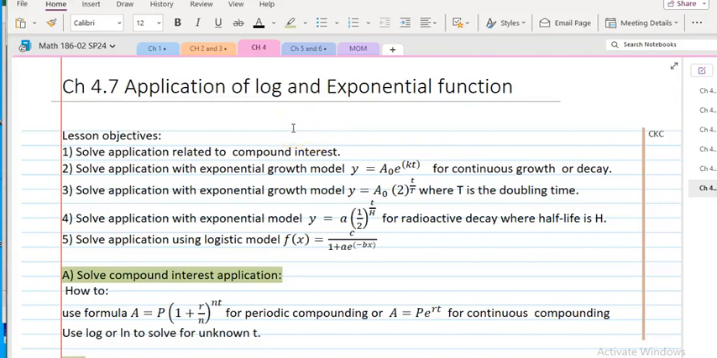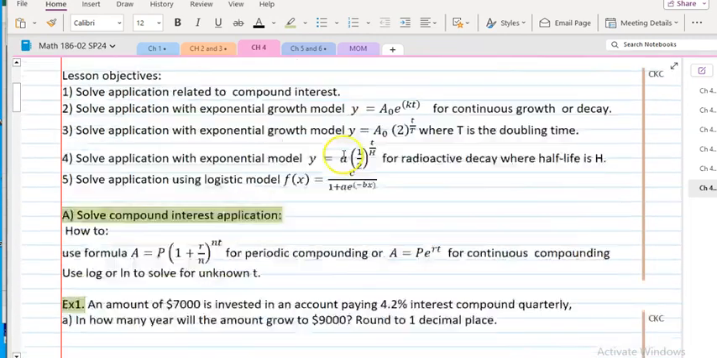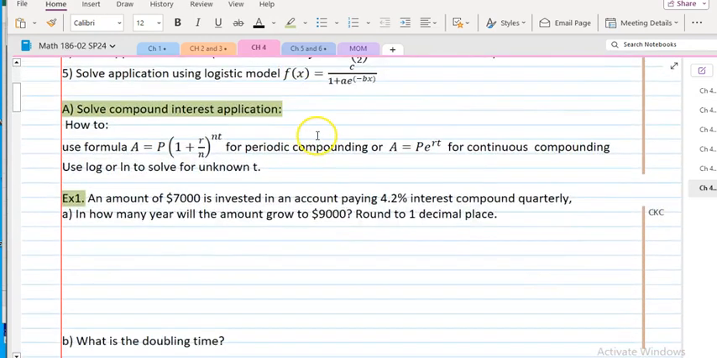Hello, pre-calculus student. This video is for chapter 4.7, application of log and exponential functions. We will go over several applications of exponential functions, and lastly, we'll go through the logistic model. We don't have any log function application that I have selected. If you want to, you can read the textbook. So in this video, we talk about compound interest application.